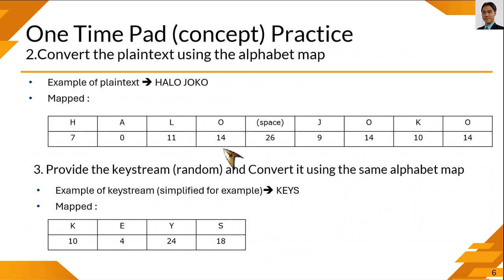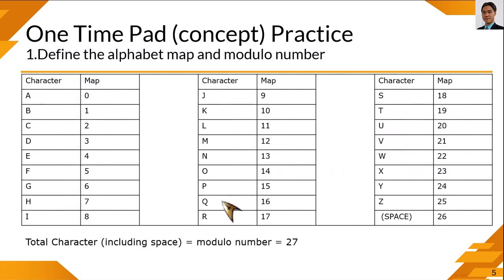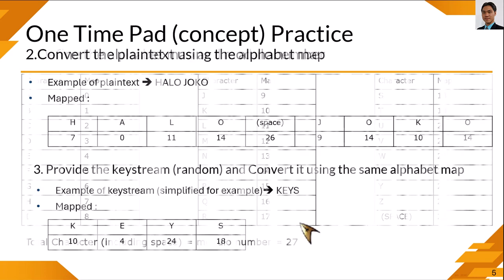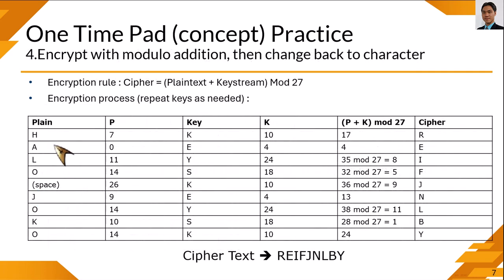Romeo. I will turn back here. R, 17. So as you can see now, we just map it along each character. A, for a number of 0, with the key corresponding to E, and then the number for the key is 4. 0 plus 4 is 4. 4 modulus 27 becomes 4, and 4 is E. So the cipher is now R and E, Romeo and Echo.